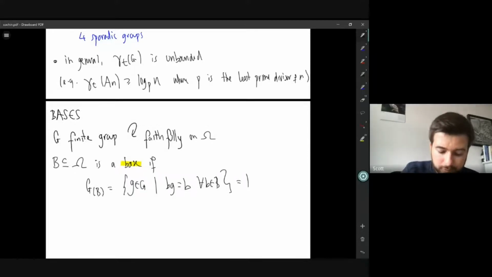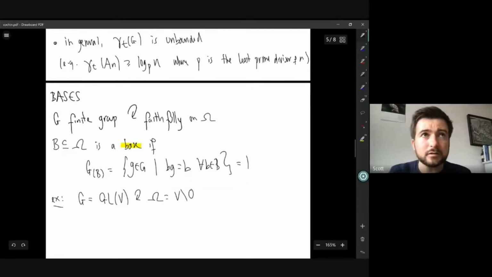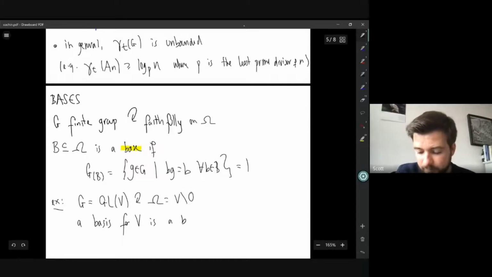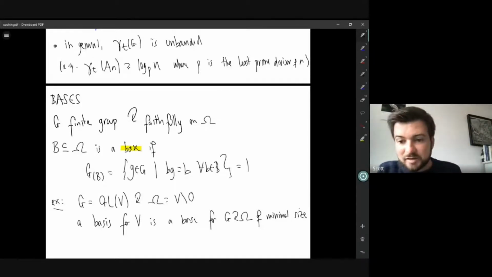And let me just give the motivating example. If the group is the group of all invertible matrices on some vector space, then it acts on the non-zero vectors in a faithful way. And a basis of the vector space is a base for this action. And in fact, it has minimal possible size, because if you fix every vector in a basis, then you have to be the identity. There are no other linear maps that can do that.